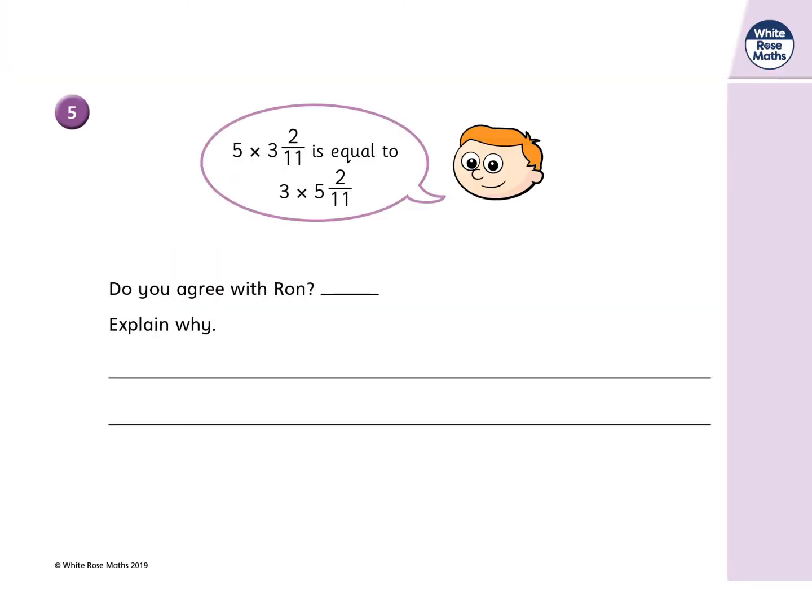So, what about this question? Here we've got Ron, who says 5 times 3 and 2/11 is equal to 3 times 5 and 2/11. What I'd like you to do is do those calculations to check whether or not Ron is correct, okay? And then what you need to do is explain whether he is right or wrong. Again, I'd recommend you pause the video to give yourself time to work through it.